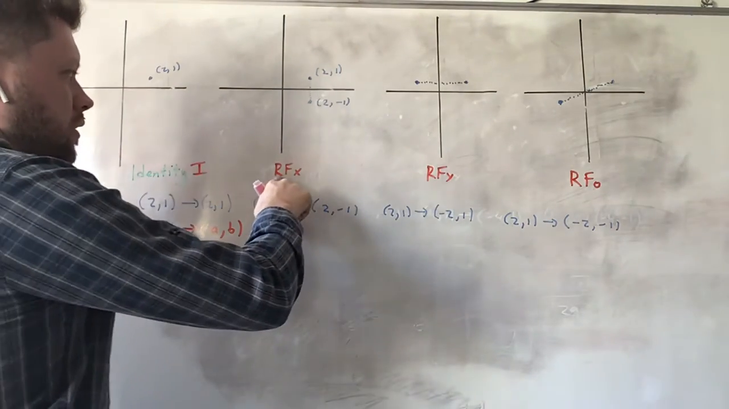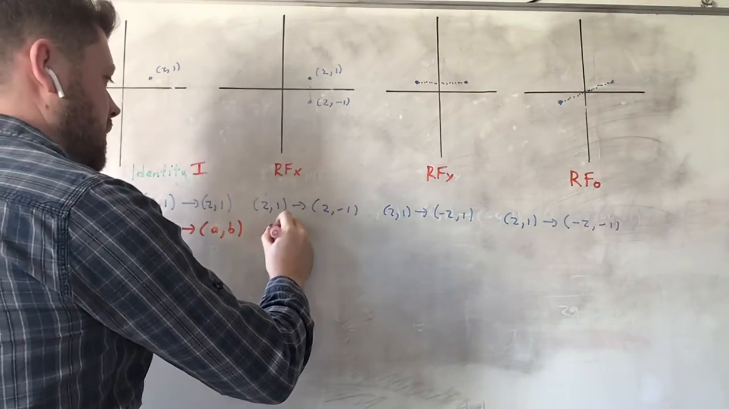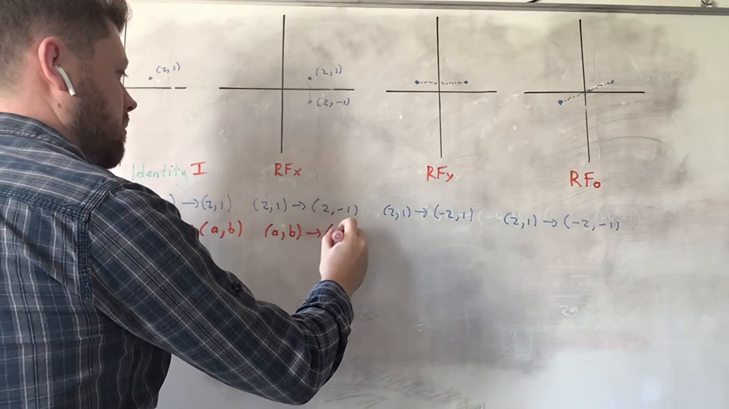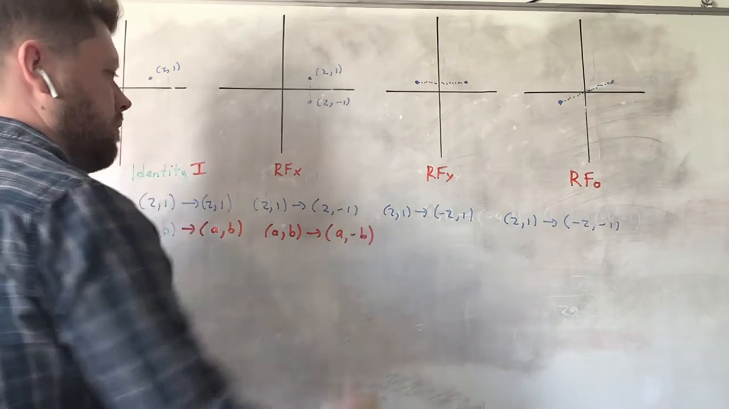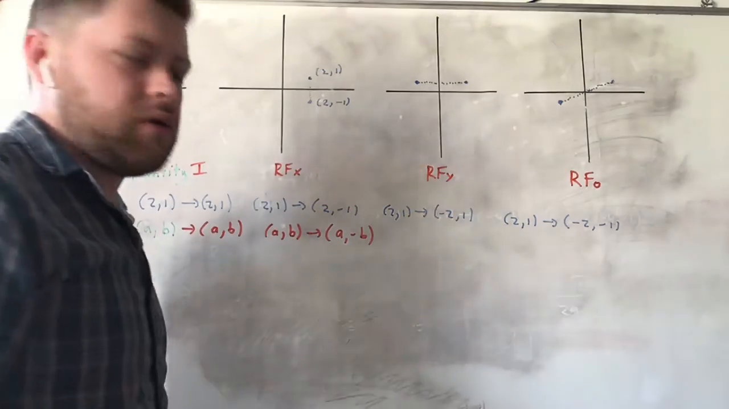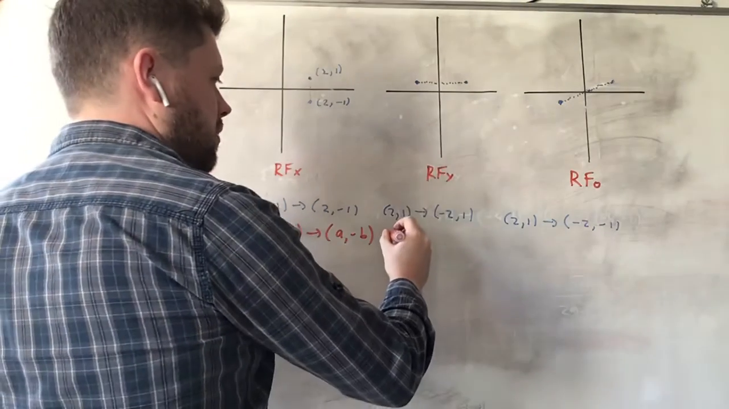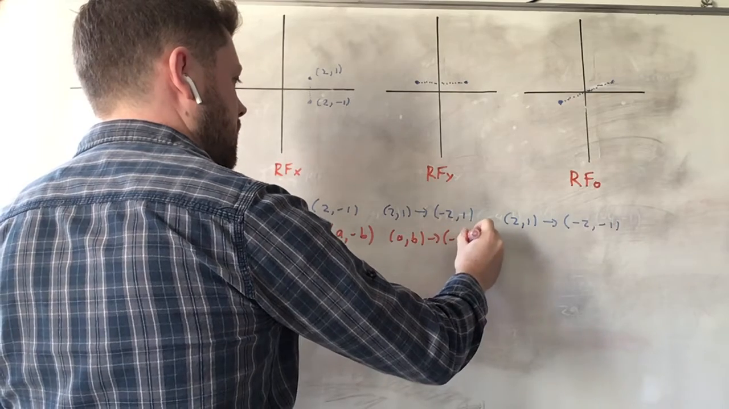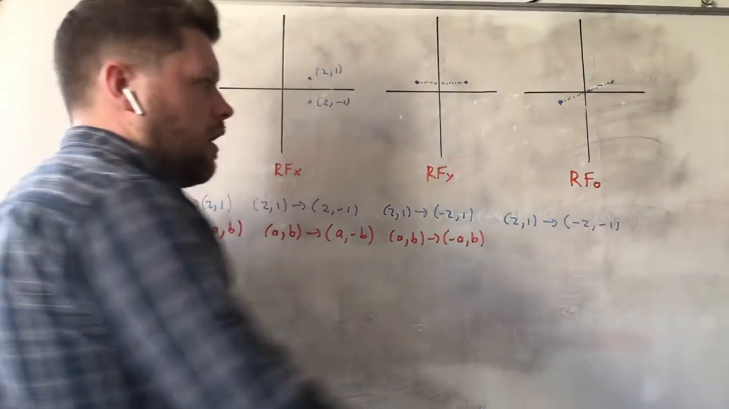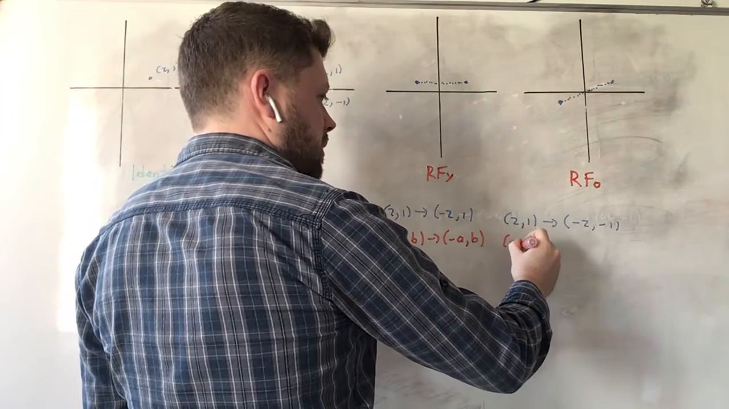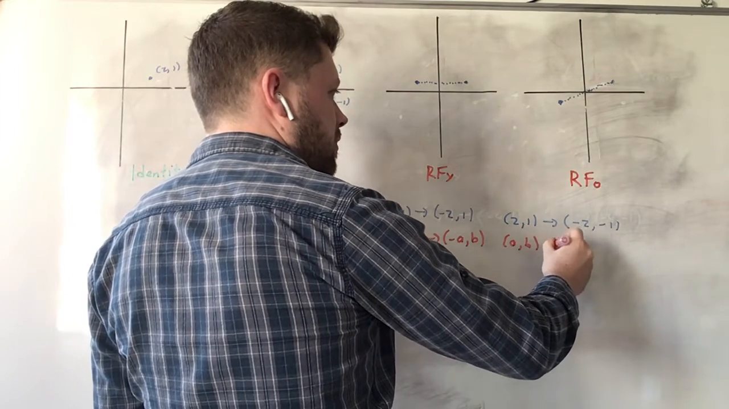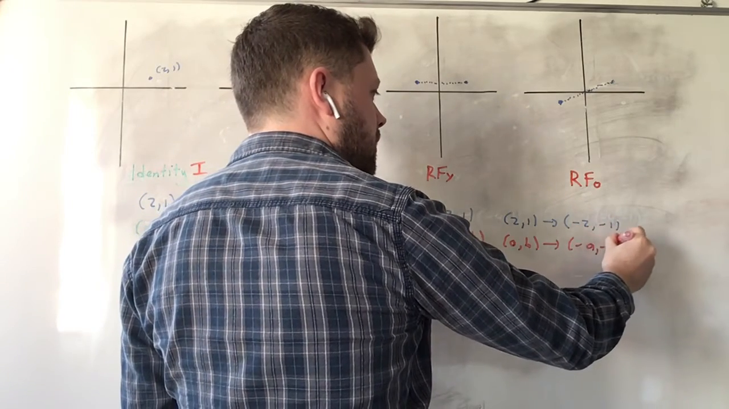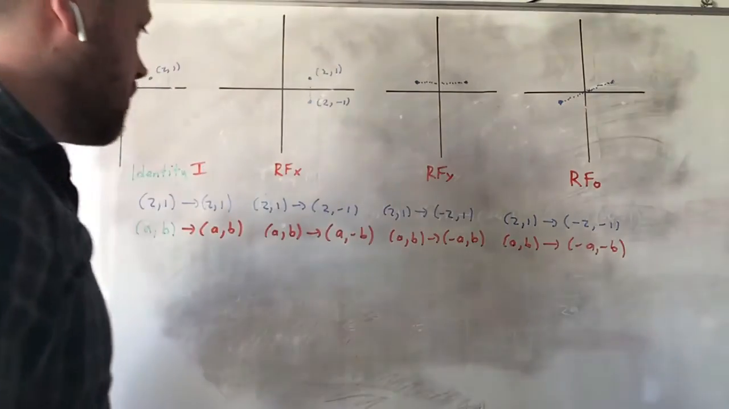Okay. Under a reflection in the x-axis, a, b, looking at our result here, would become a, minus b. Okay? Then under a reflection in the y-axis, any point a, b would become minus a, b. And our arbitrary point a, b, if transformed under a reflection in the origin, will become minus a, minus b. Okay?